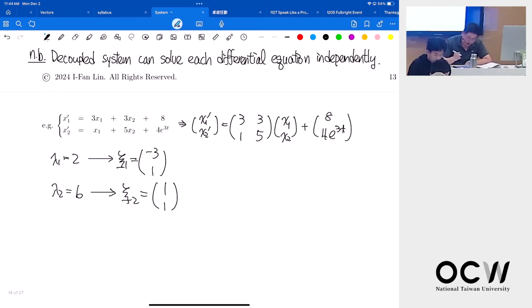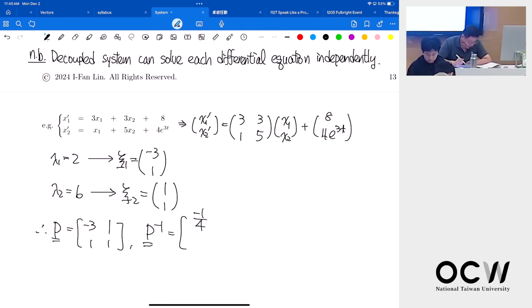So since we have the eigenvectors, I can form the matrix P. And P is [-3, 1; 1, 1]. Then you can find the P inverse. That is another thing you need to know, how to find the inverse. The inverse will be [-1/4, 1/4; 1/4, 3/4].